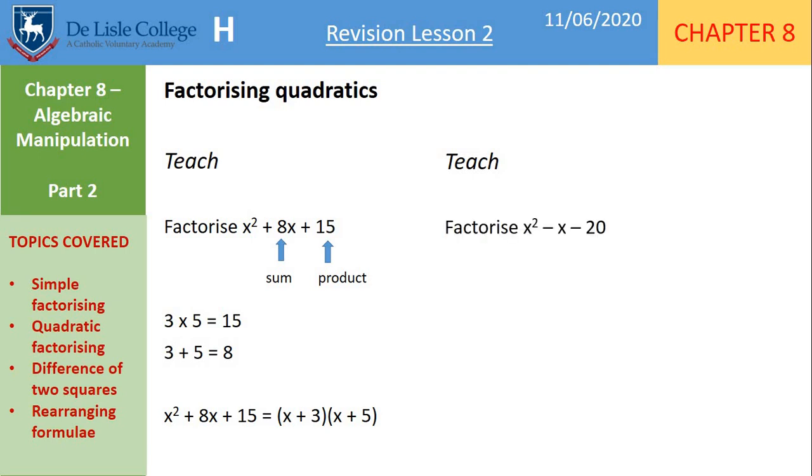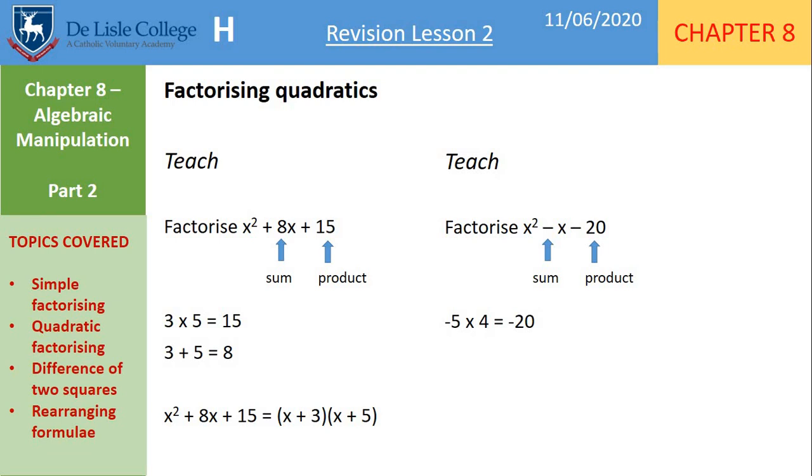Another example. x squared take away x take away 20. Again, we're looking for numbers that have a sum, in this case, of negative 1. If it's just an x on its own, remember the coefficient there would be a 1. In this case, because it's negative, it would be negative 1. And then a product of negative 20. So first of all, think of the factors of 20. And really, we want negative 20. And then we're going to see which of those factors have a sum of negative 1.